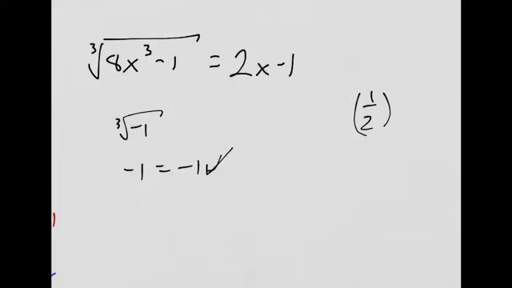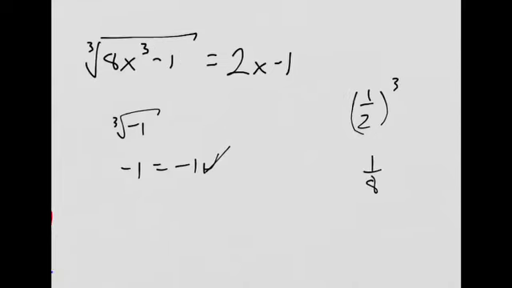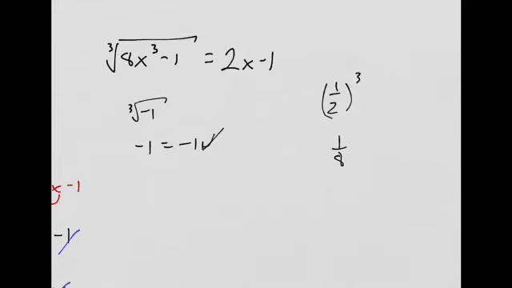And then, what about if I plugged in 1/2? What's 1/2 cubed? That's simply 1/8. Easy. 1/8 times 8, that's 1. 1 minus 1 is 0. So I get 0 on the left side, and 1/2 times 2, that's just 1. 1 minus 1 is 0.